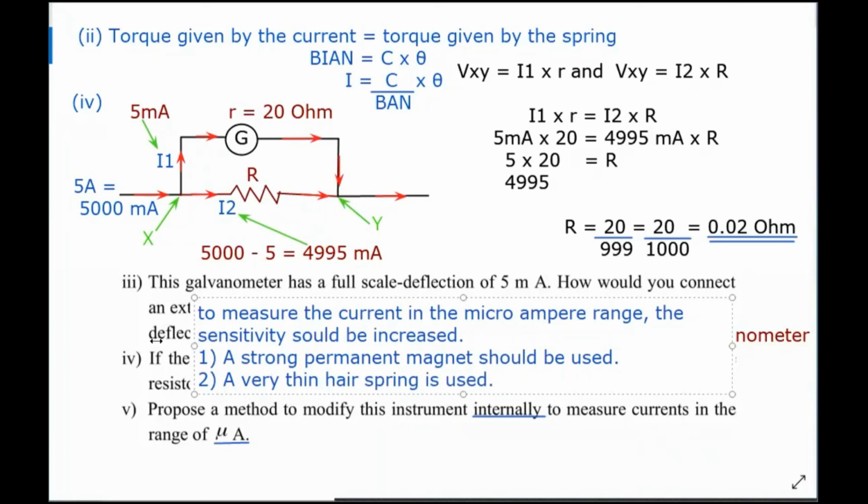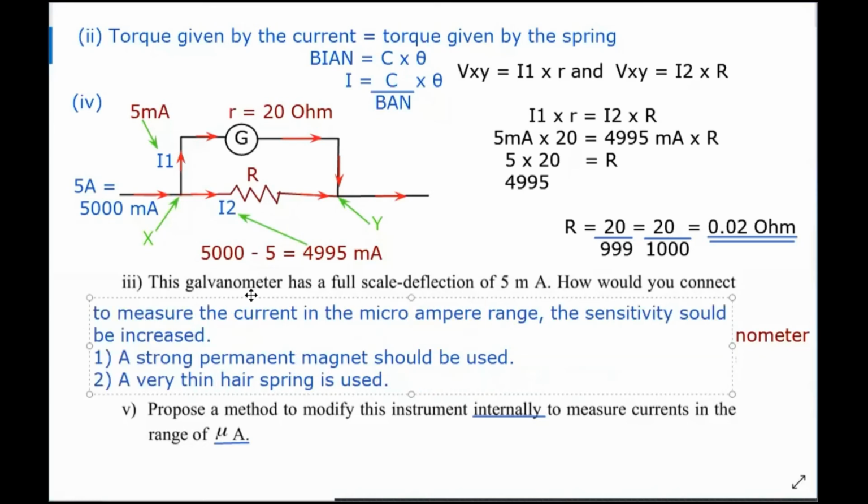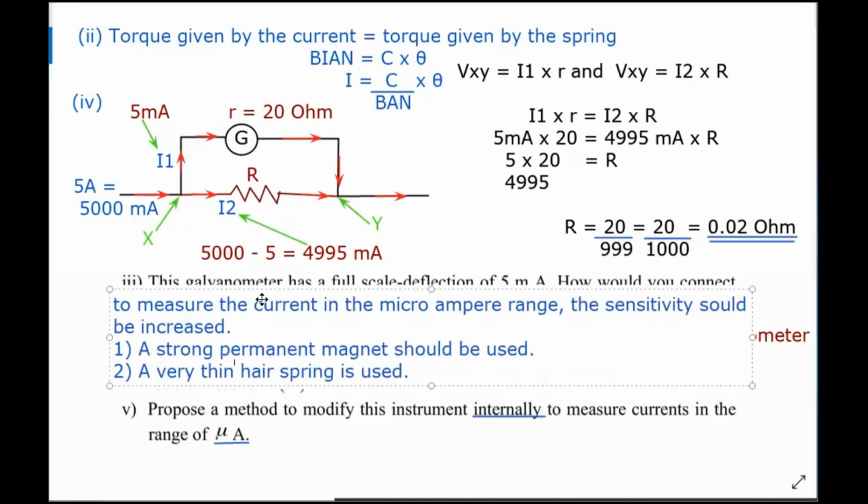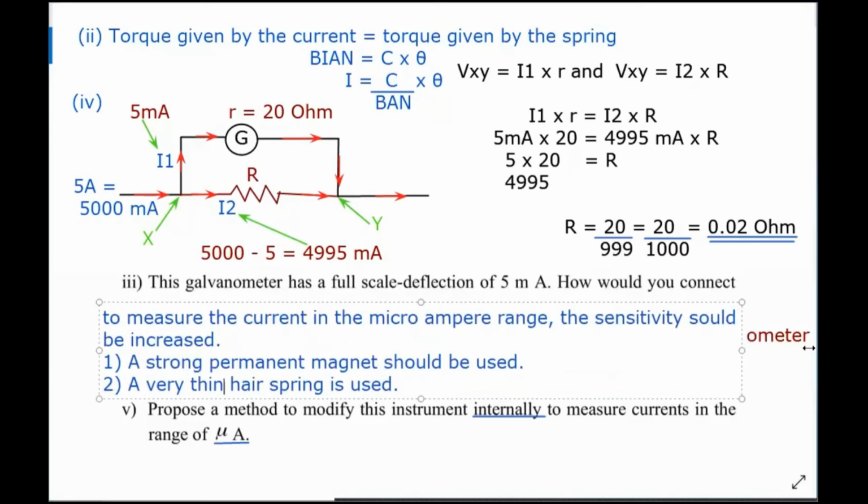What are the methods to increase? Did I erase that one? Oh, no, I have not erased. I was afraid whether I had erased it. To measure the currents in the microampere range, the sensitivity should be increased. To increase the sensitivity, there are two methods. What are the two methods?